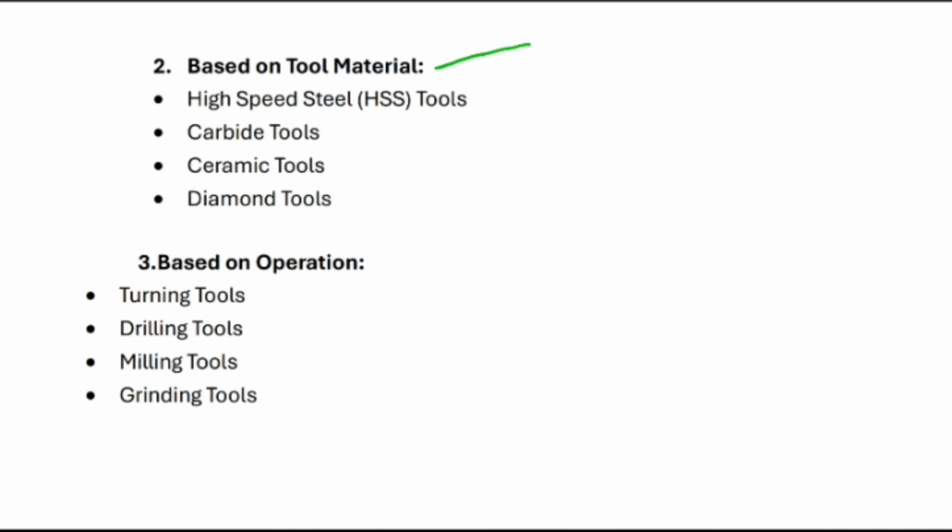These are high speed steel tools, carbide tools, ceramic tools and diamond tools. And based on the operation, there are turning tools, drilling tools, milling tools and grinding tools.